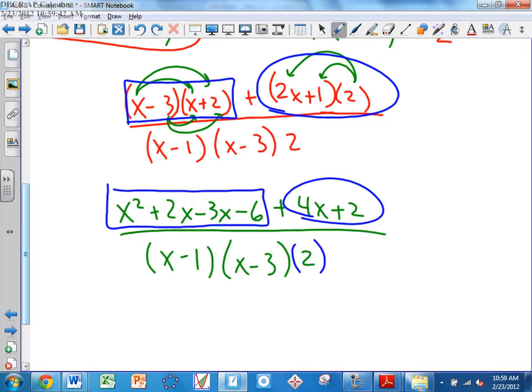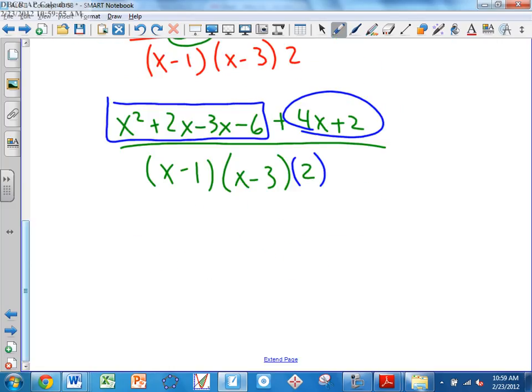So at this point in time, the third to last step is to simplify your numerator and factor. Look at your numerator. What does your numerator simplify into? Like terms: 2x, negative 3x, and 4x, plus x minus 6.